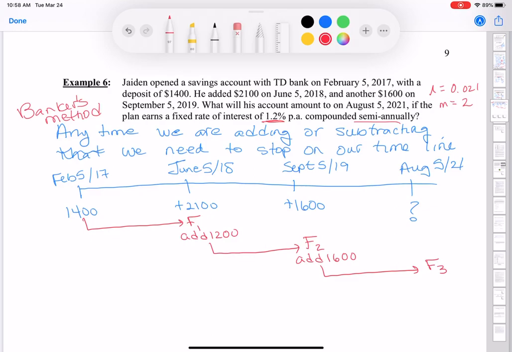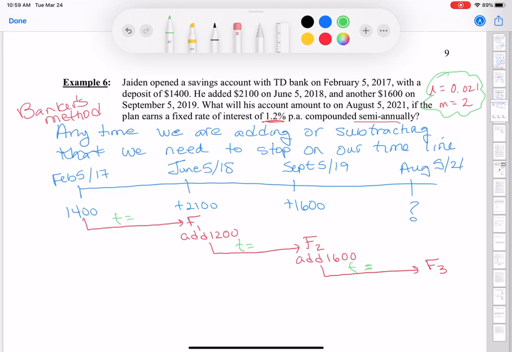So this is a 3-step calculation, and each of our calculations are going to have this constant interest rate and constant compounding period. So we're going to need to find the time interval in between each of these specific dates.